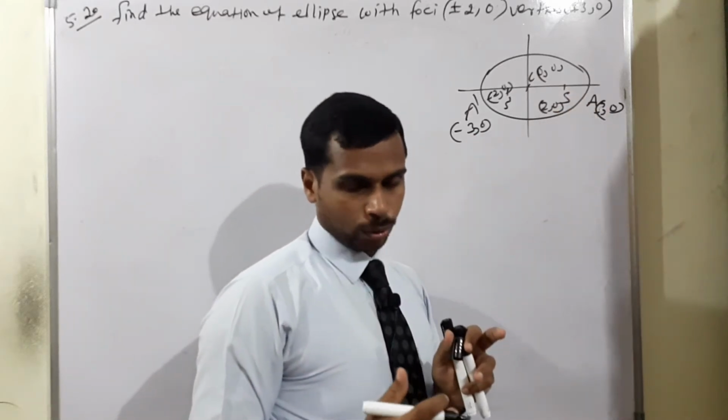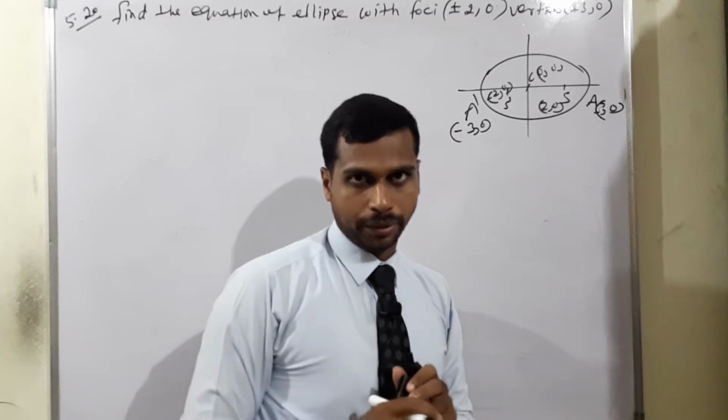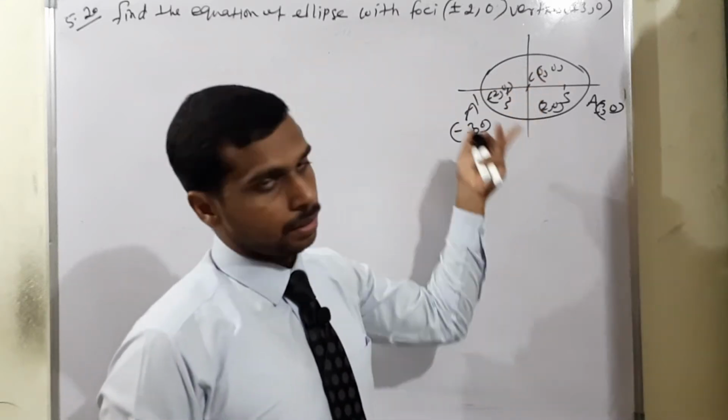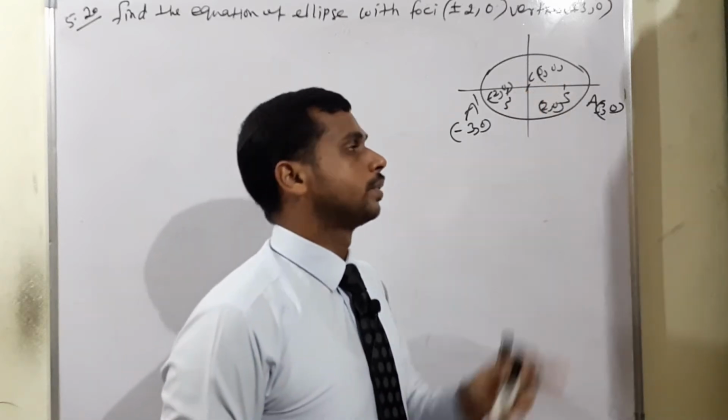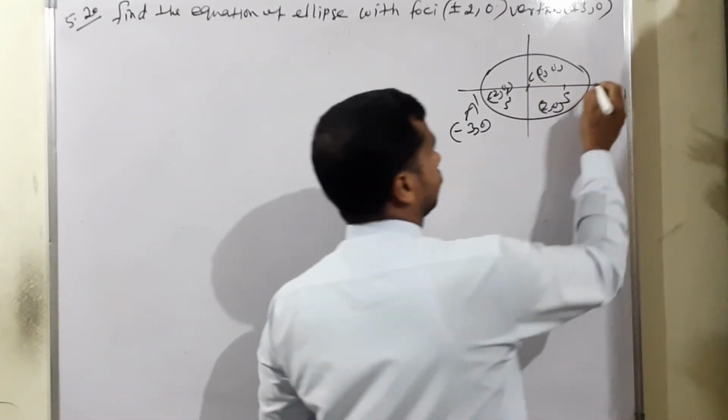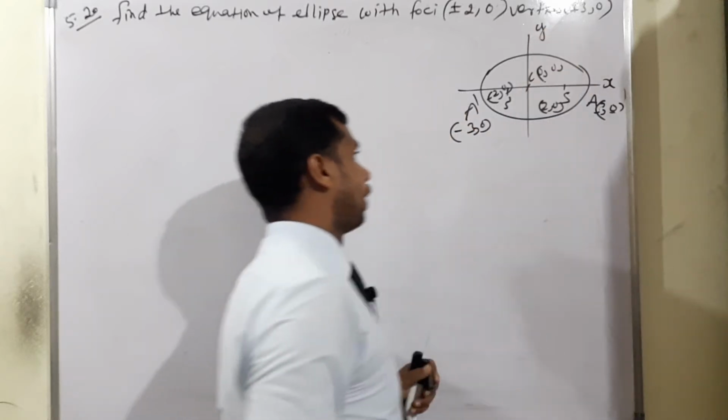0 divided by 2, x1 plus x2 divided by 2. How to find the midpoint? X1 plus x2 by 2, meaning both sides plus or minus value. So 3 minus 3 means 0. 0 divided by 2 means the value will be 0. Therefore the center is called 0 comma 0. This is called x and this is called y.